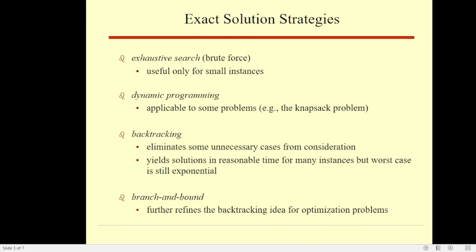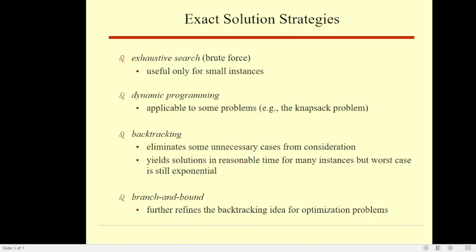These are some of the strategies available for finding exact solutions. The first technique is the exhaustive search technique. It is otherwise called the brute force technique. It is useful for solving only smaller instances of the problems. Then the next technique is the dynamic programming technique. It follows the principle of optimality, so it always guarantees the optimal solution. It is applicable to some problems, for example, knapsack problem, traveling salesman problem, etc.